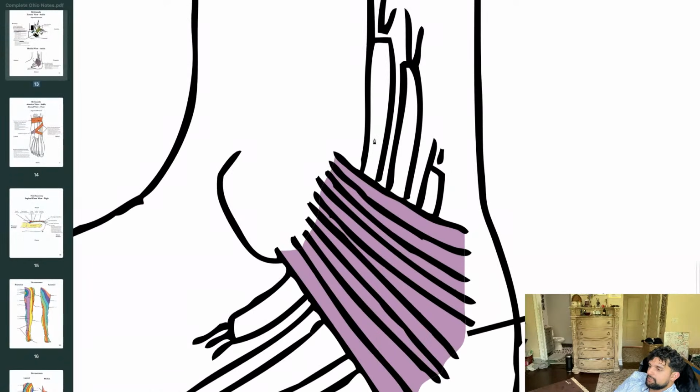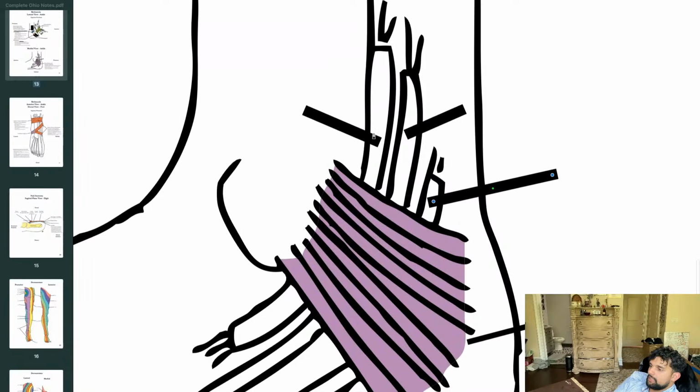So what this is showing is this is the TP, the tibialis posterior. This right here is the flexor digitorum longus, and this right here is the flexor hallucis longus, right? So Tom, Dick, and Harry, right? But it's Tom, Dick, and very nervous, right?